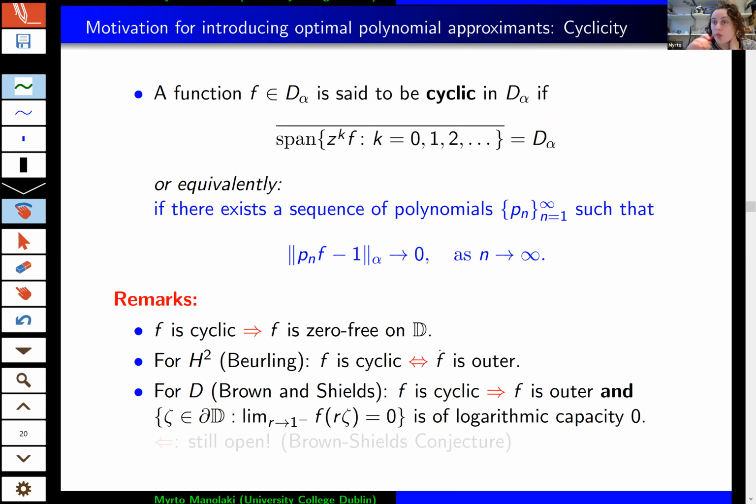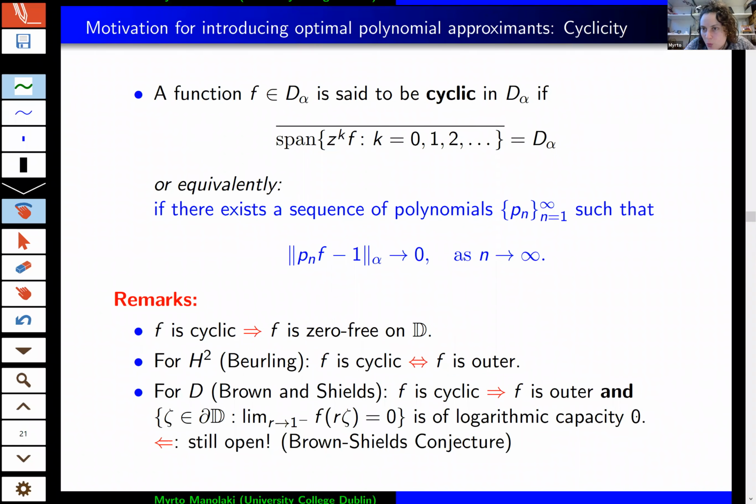So Brown and Shields show that if you have a function which is cyclic on the space, of course it has to be outer, because the Dirichlet space is smaller than the Hardy space. So it would have to be cyclic also in the Hardy space, so it has to be outer. And an extra condition: if you consider the radial boundary zeros, so if you take the radial limits of F, and these radial limits are zero, so that this is the boundary zero set, this set has to have logarithmic capacity zero. It has to be a polar set, as we say in potential theory. So it has to be small. You might be able to have zeros on the boundary, but the set of zeros has to be very, very small.